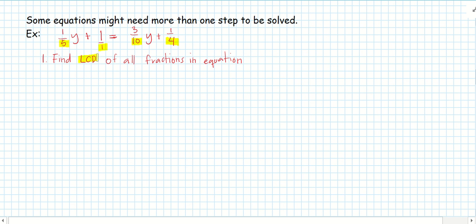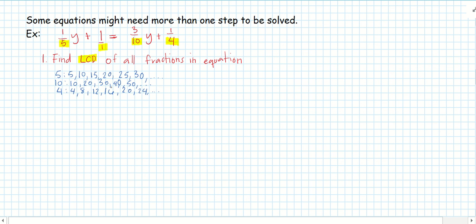So we need to find the LCD. Remember that to find the LCD, we're going to list down the times table of each of the denominators. So for 5, we have 5, 10, 15, 20, 25, 30, and we can keep going, right? For 10, we have 10, 20, 30, 40, 50, and we can keep going. And then for 4, we have 4, 8, 12, 16, 20, 24, and you can keep going.